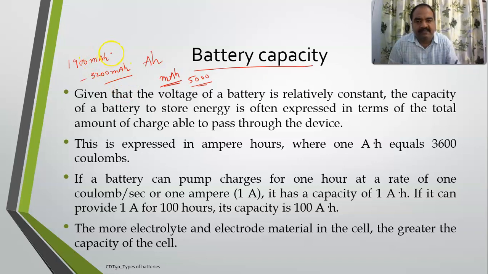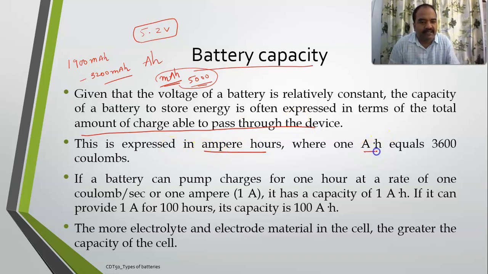So it means that your battery voltage is constant. It will be operating at some 5.2 volts or 5.3 volts. The voltage is constant. This capacity indicates the energy which it can store and which it can offer you. It is the total amount of charge able to pass through the device, normally expressed in ampere hours, where 1 ampere hour is equal to 3600 coulombs. So what does this actually mean? 5000 milliampere hours, or let us suppose I take 10 ampere hours.